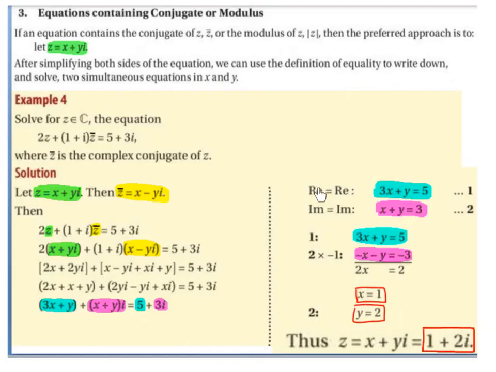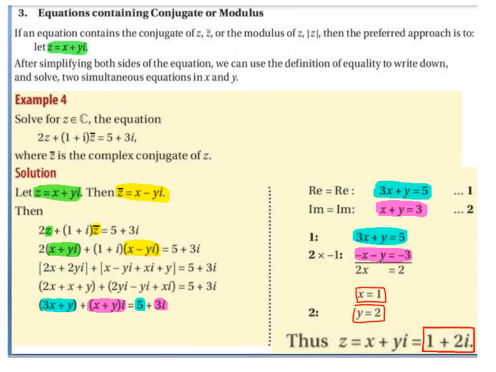So real parts equaling real parts. 3x plus y is equal to 5. This is equation 1. And imaginary parts equaling imaginary parts. So x plus y is equal to 3. This is equation 2. Next we're going to solve simultaneously. So we just write out equation 1 again. 3x plus y is equal to 5. And equation 2 we're going to multiply by minus 1. So we get minus x minus y equals minus 3.